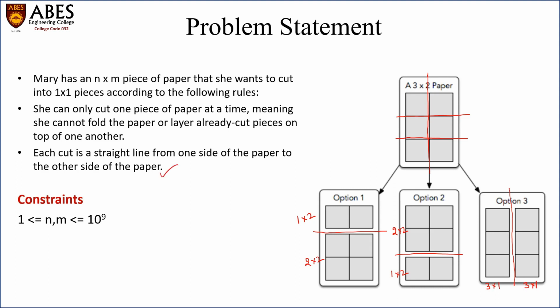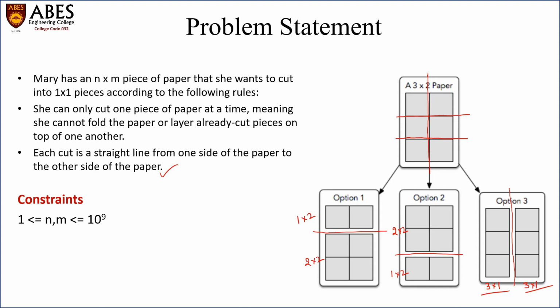What the first rule is saying is that if I have made two pieces, I cannot put one on top of the other. Here we have a 3 cross 1 piece and a 3 cross 1 piece. These two have to be dealt with separately. It may not happen that one 3 cross 1 paper is put above the other 3 cross 1 paper and we do the cutting. So it is not allowed. Each 3 cross 1 paper is required to be dealt with separately.